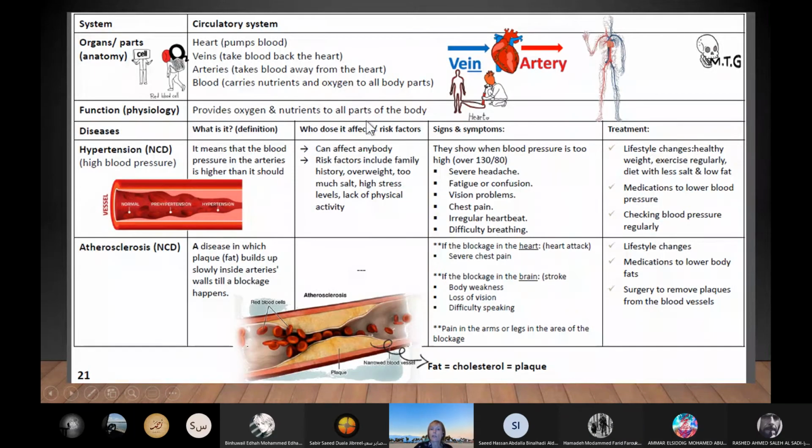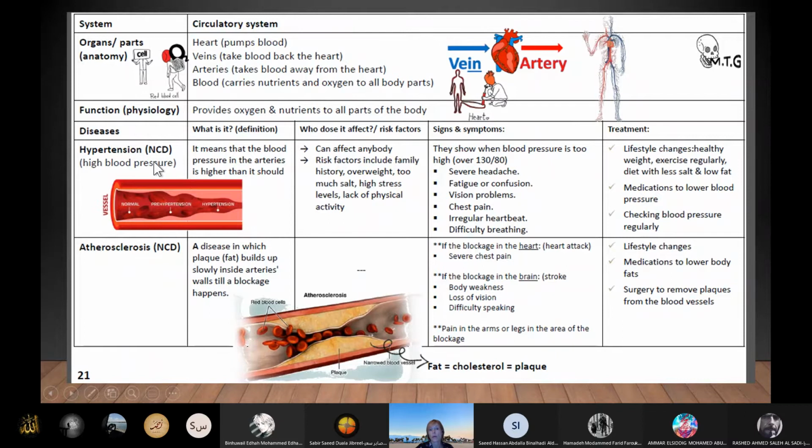Okay, so first of all, the circulatory system. This is the system that's pumping blood around our body and bringing oxygen and nutrients. It sends out the blood with oxygen and then it comes back through the veins. So it's providing oxygen and nutrients, and it includes the heart, the veins, and the arteries and the blood. Okay, so the two diseases we looked at were hypertension and atherosclerosis.